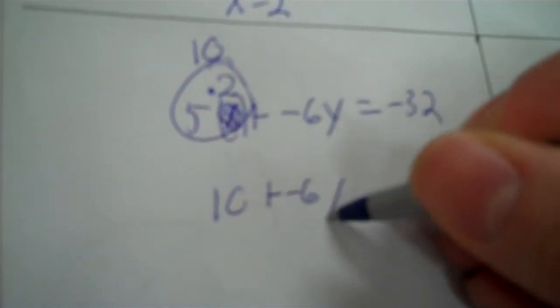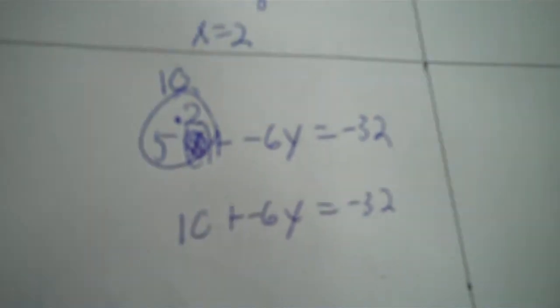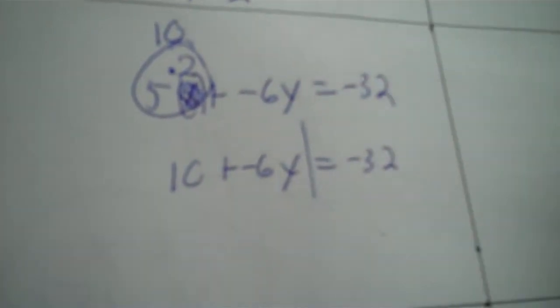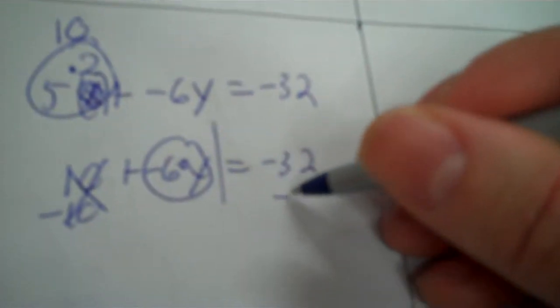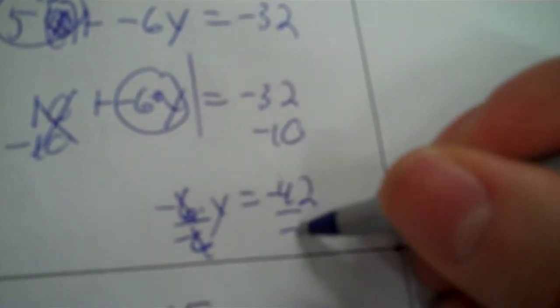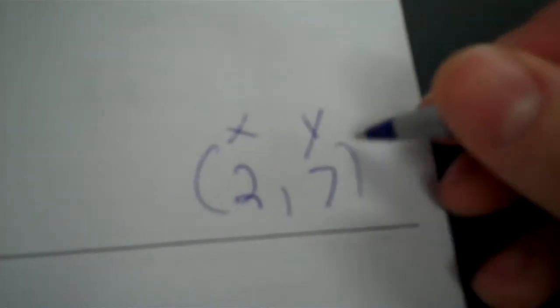And I've got 5 times 2. We got to find 5 times 2 first, okay? 5 times 2 is 10, okay? So it's going to be 10 plus negative 6y equals negative 32. And now I can solve for y pretty easily. It's got a plus and a times. I take out the 10 by minusing 10. And that takes us to negative 42. Divided by negative 6, and I get 7. So y is equal to 7.